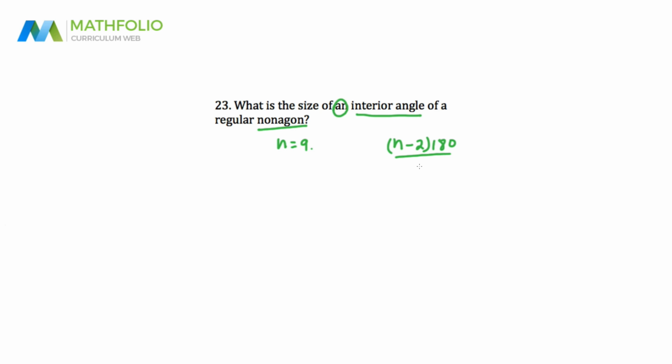So basically after we find our answer to this, we've got to divide by n, the number of sides or the number of angles, and that's going to give us the value of one angle. So when we plug all of this stuff in, we got 9 minus 2 times 180, all divided by 9. So this gives us a total final answer when you do everything on your calculator as 140 degrees. So that's our answer to 23.